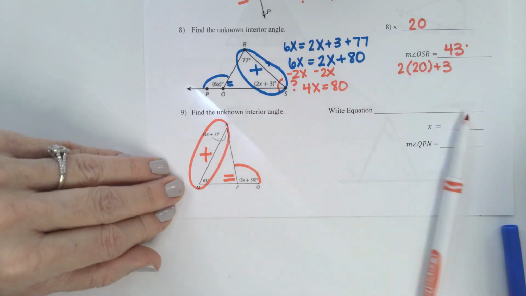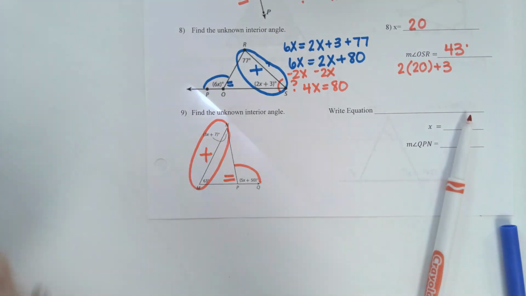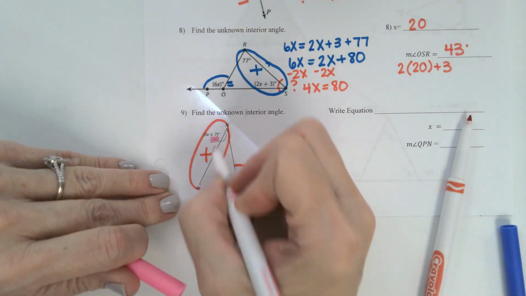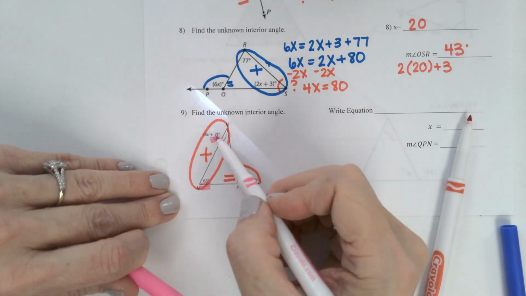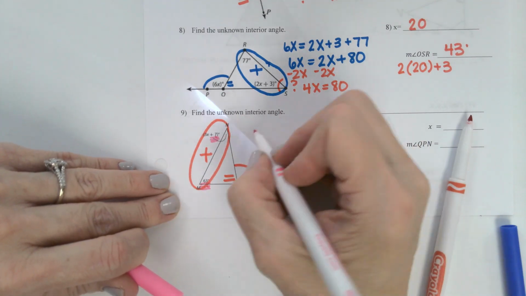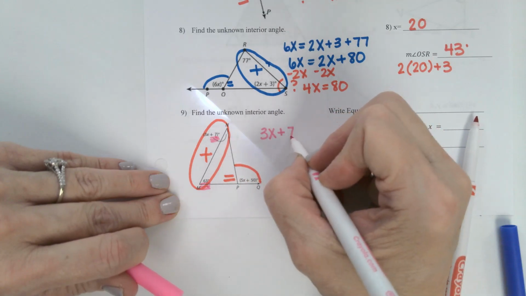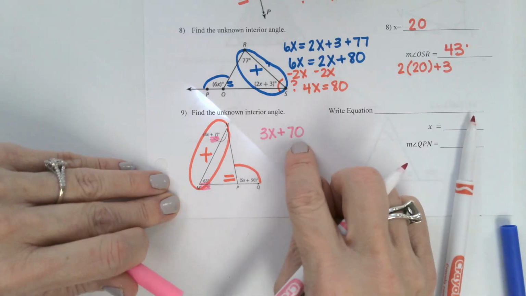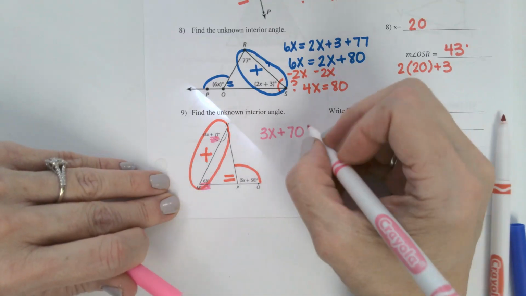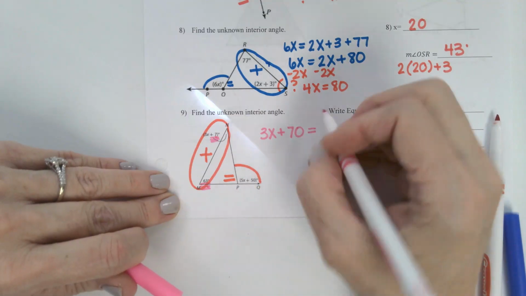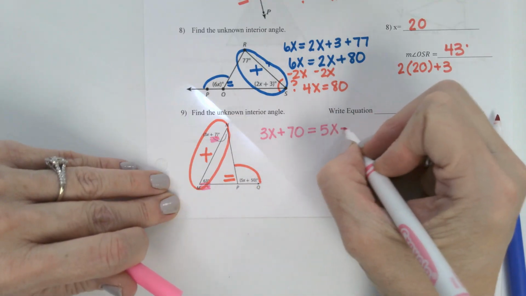So what I was saying a minute ago, if you're wanting to just combine visually, 7 plus 63, well, that is 70. So 3x plus 70. And then that would equal my outside angle of 5x plus 50.